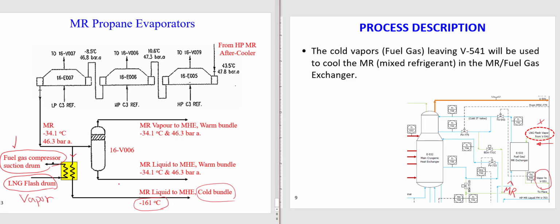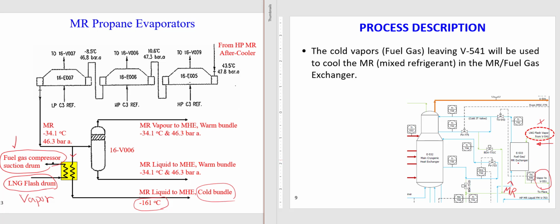Mixed refrigerant that is coming from another unit, from the compressor and evaporator, and we cool it down. We make it -161 in the liquid phase, and we send it to the cold bundle of the main cryogenic heat exchanger. This is coming from the mixed refrigeration cycle from the high pressure compressor or evaporator. And then we will send it to this heat exchanger. So this heat exchanger, the yellow that you see, is this one here in this photo.